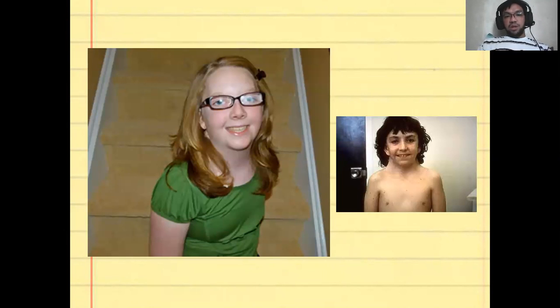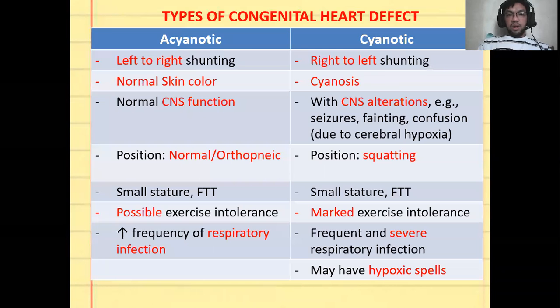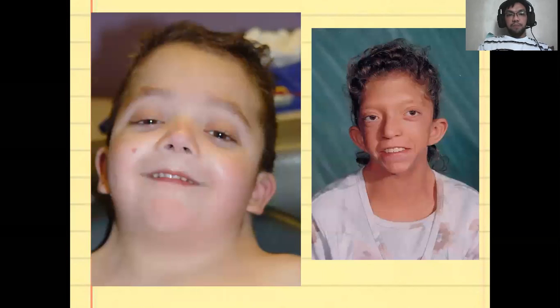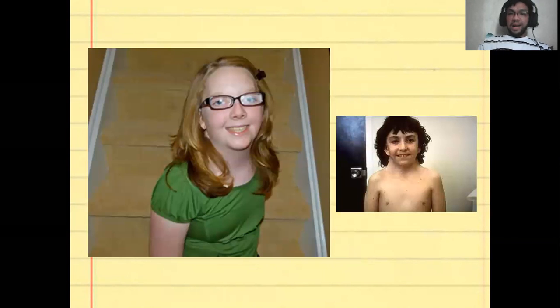So these are patients who have chromosomal abnormalities. So they are susceptible to developing CHDs. We have trisomy 21, even Klinefelter syndrome. They have coexisting CHDs.